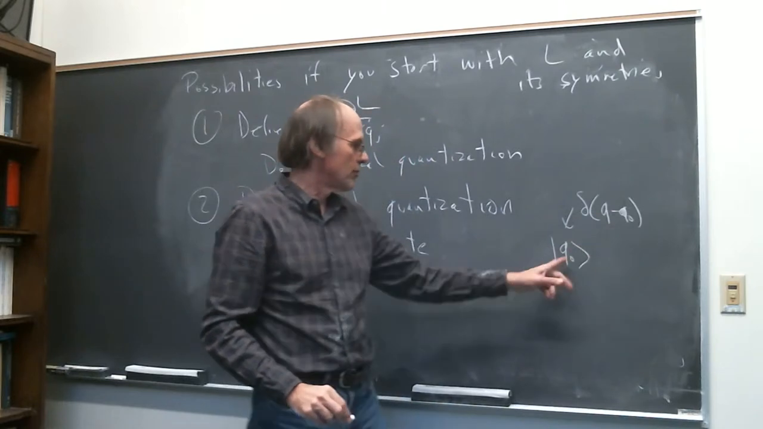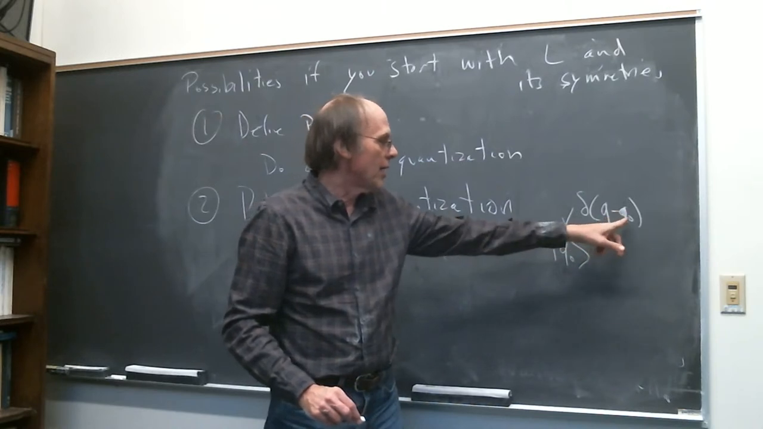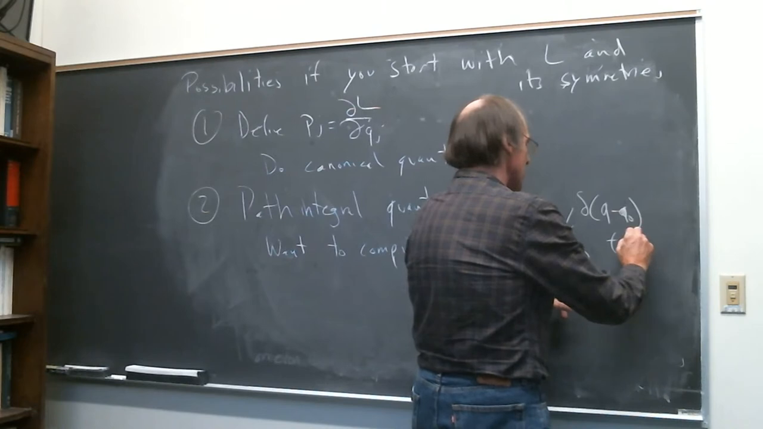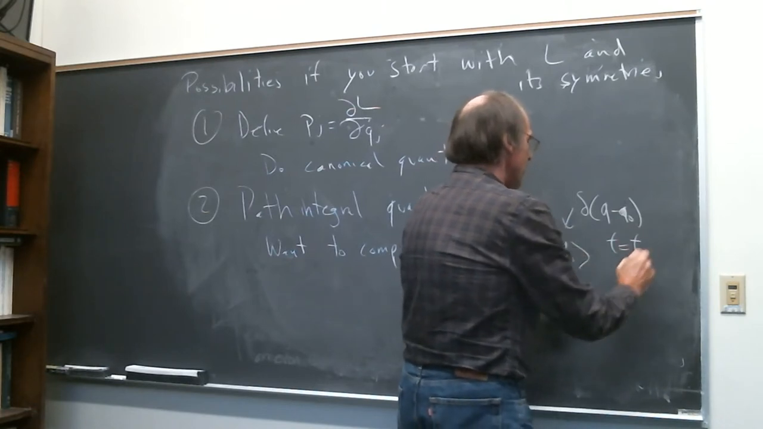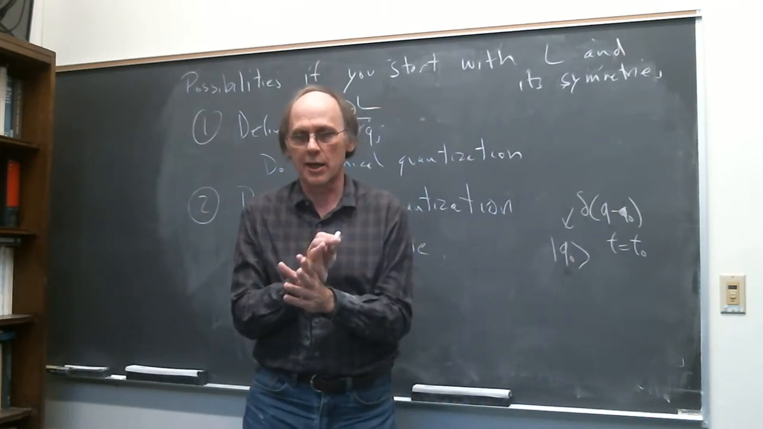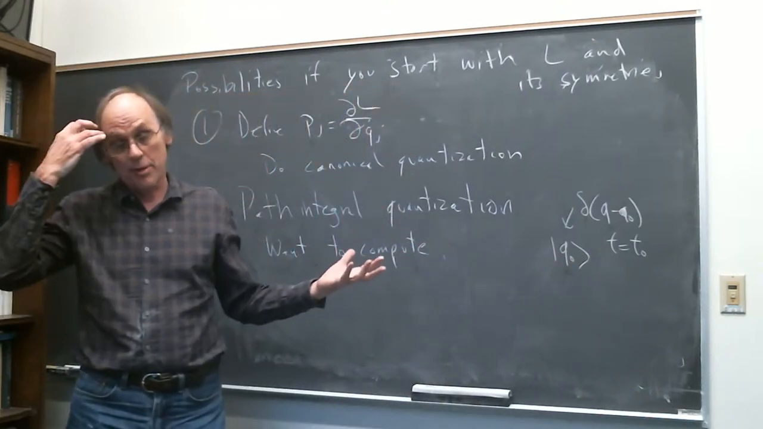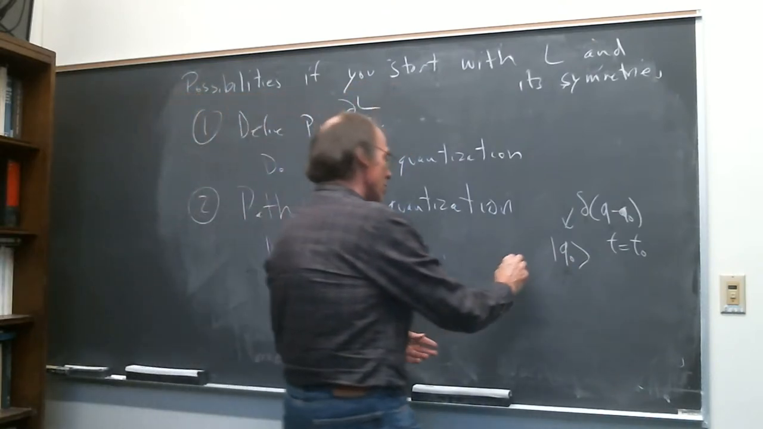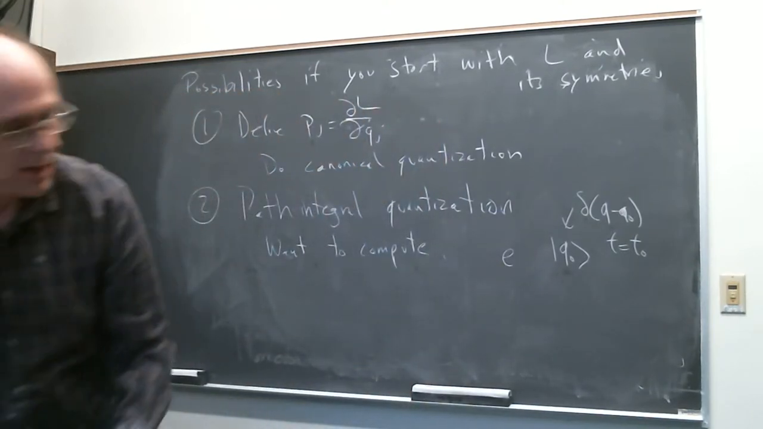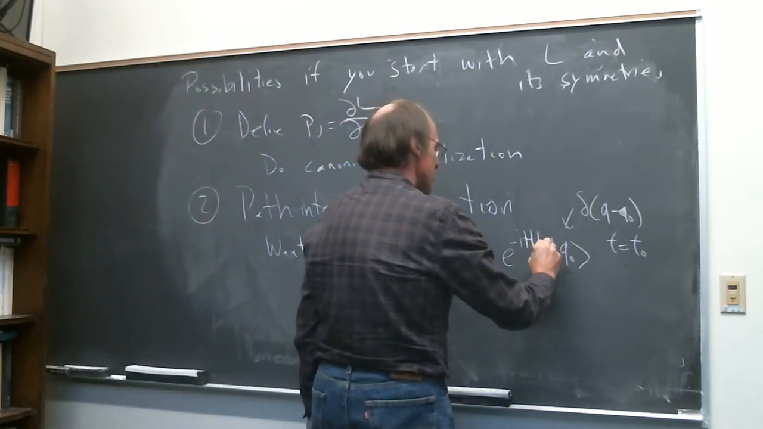We know that at time t equals t zero, this thing is a delta function. We've localized it at a given time. Then if we want to figure out how it's going to evolve, what you want to do is evolve it with e to the minus i times the Hamiltonian for some time t.